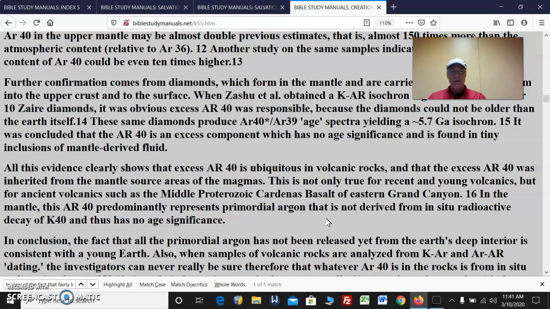This is not only true for recent and young volcanoes, but for ancient volcanics such as the Middle Proterozoic Cardenas Basalt of eastern Grand Canyon, with their so-called ages. In the mantle, this argon-40 predominantly represents primordial argon that is not derived from in situ radioactive decay of K-40, and thus has no age significance. On and on and on. In conclusion, the fact that all primordial argon has not been released yet from the Earth's deep interior is consistent with a young Earth.